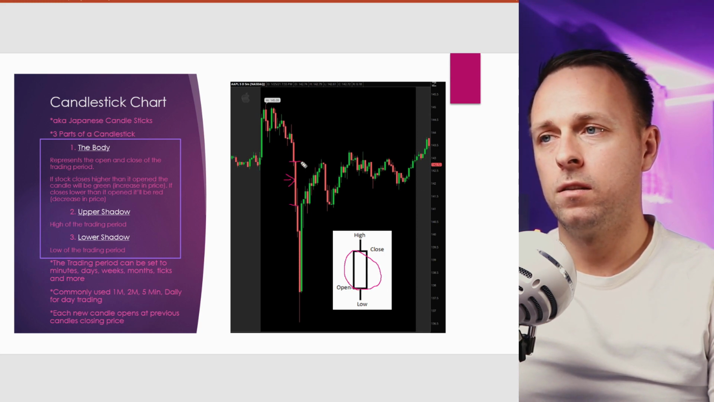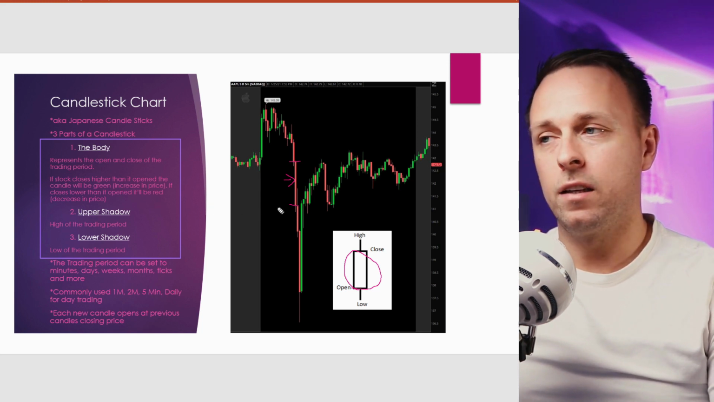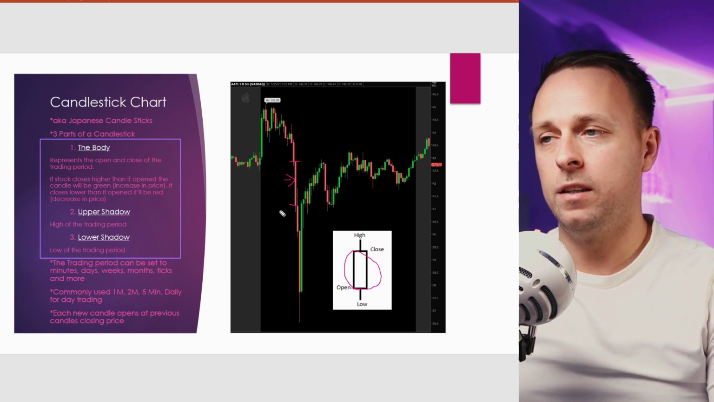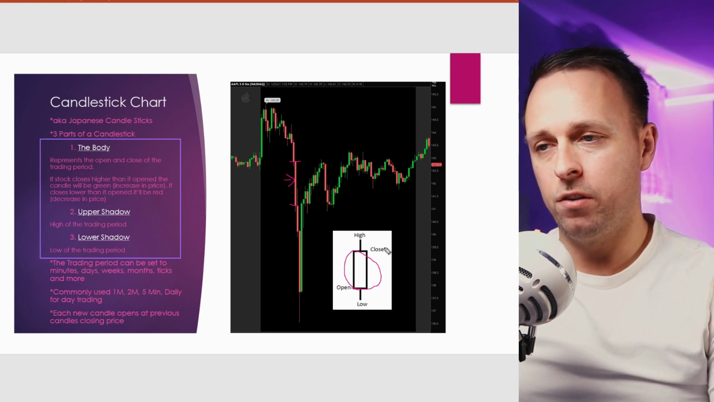This is the body, and the body represents the open and the close of that trading period. If the stock closes higher than open, then the candle will be green because there was an increase in price in that stock during that time frame. And if it closes lower than it opened, then it will be red because there was a decrease in price.